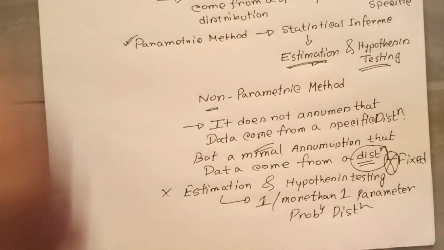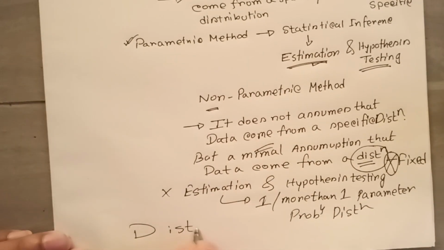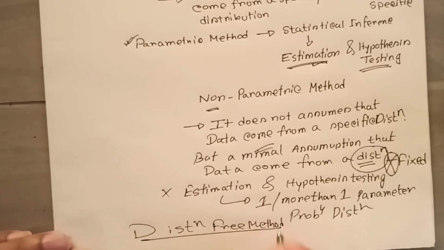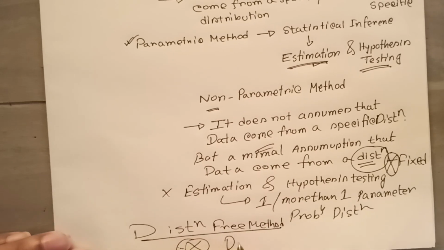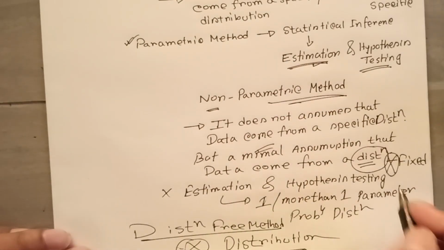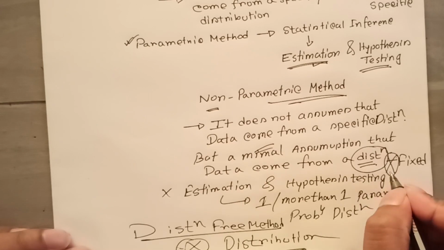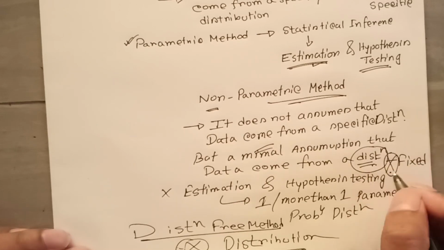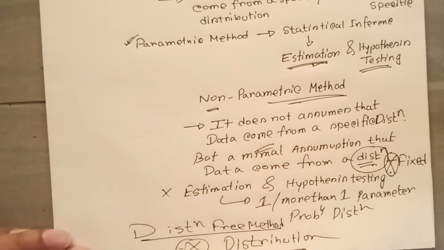And what exactly is the distribution-free method? In the distribution-free method, there does not exist even a distribution itself. So there is no distribution. But in the case of the non-parametric method, there is no fixed or specific distribution. Yes, it has a distribution, but the distribution is not fixed. But in the distribution-free method, there does not exist even the distribution itself. So these are the differences between the non-parametric and distribution-free methods.